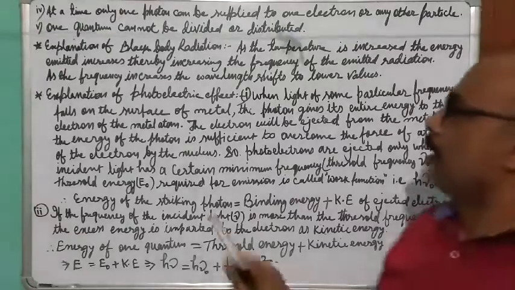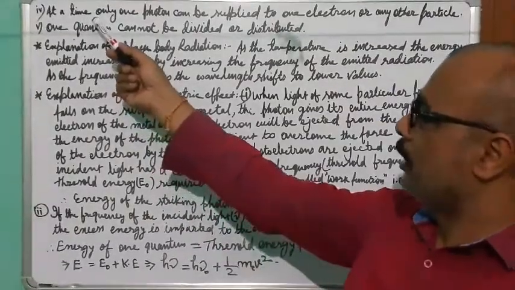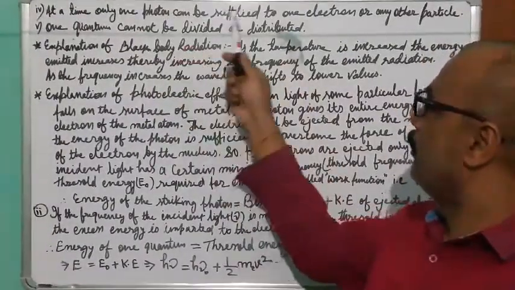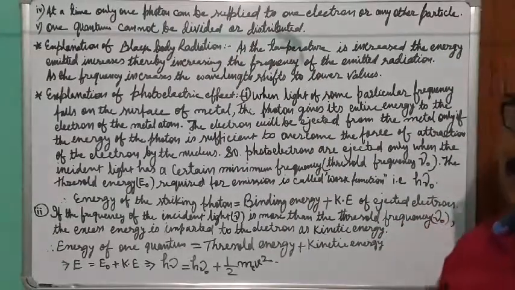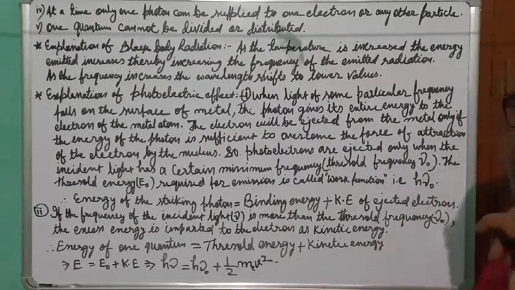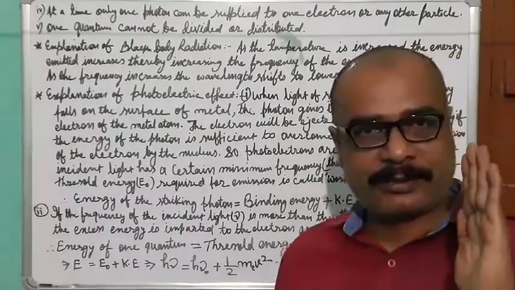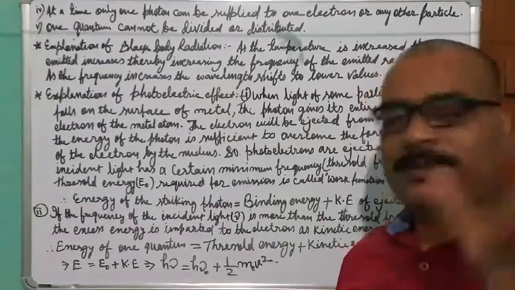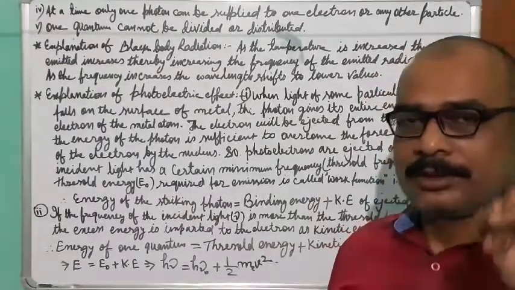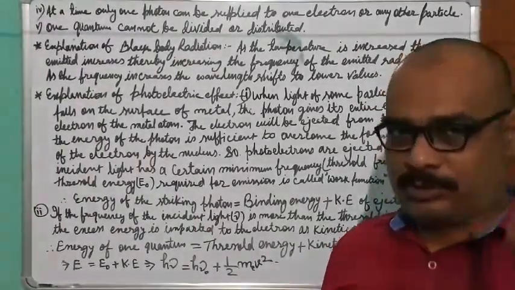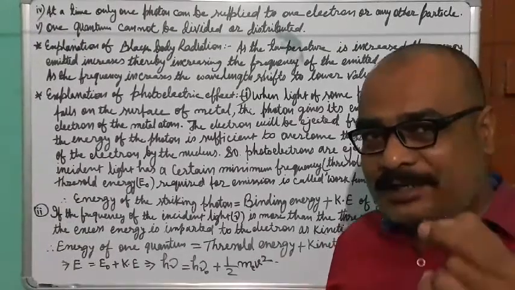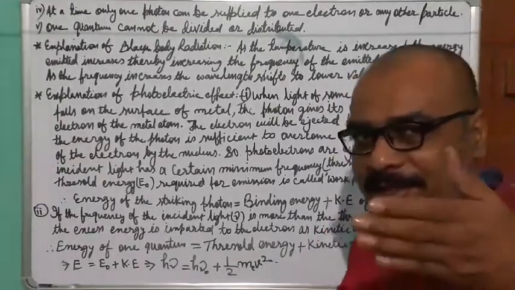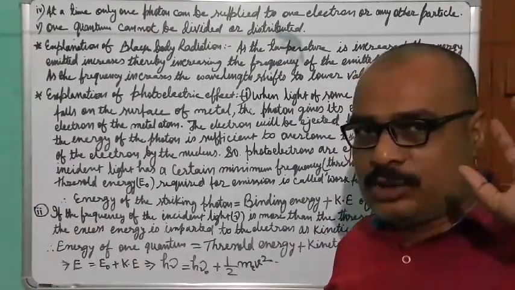Here we can see that at a time, one photon will supply energy to only one electron. One photon cannot supply energy to more than one electron. Whatsoever energy is there with one photon will be supplied to one electron only. This one photon will eject this one electron. So whatever energy is consumed in ejecting the electron, that is consumed.